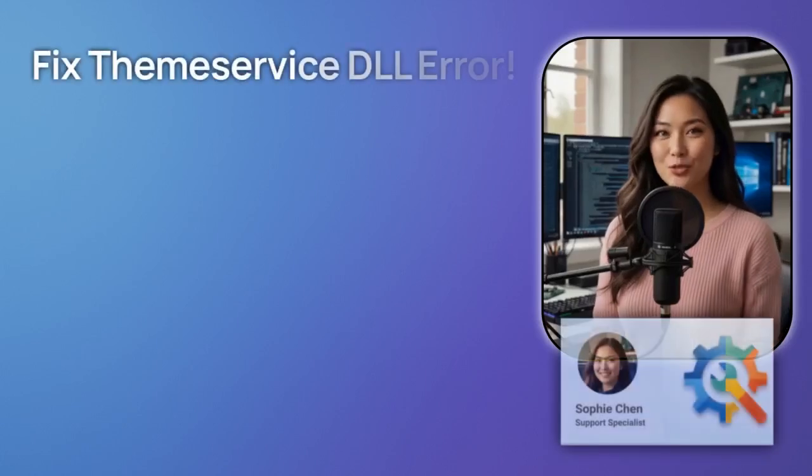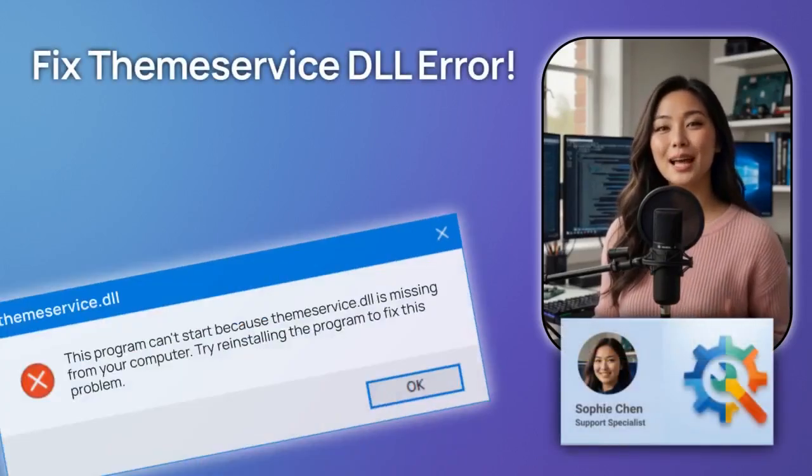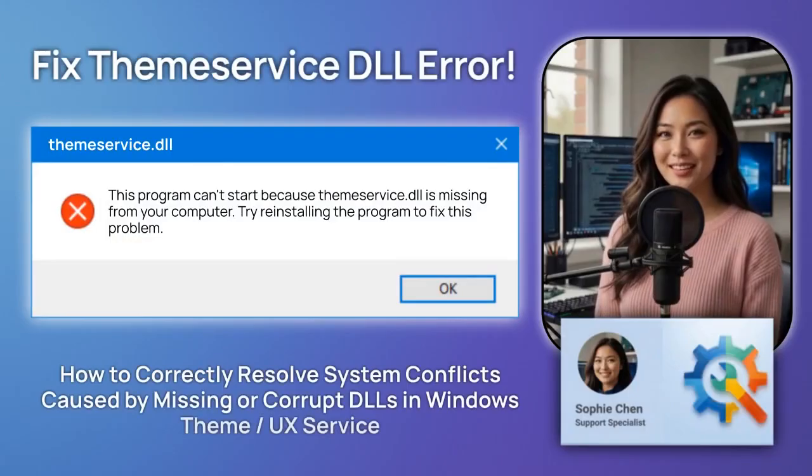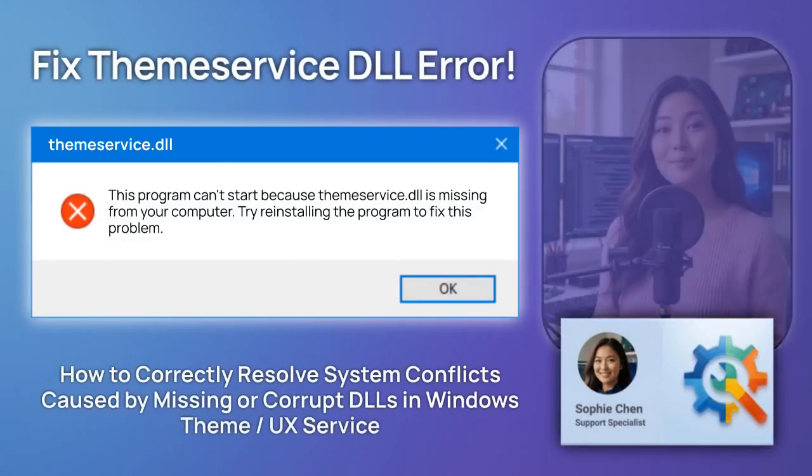Is your system execution path getting interrupted by the Themeservice Library DLL? I'm Sophie Chen, a senior Windows support engineer, and I'm ready to repair your OS stability.